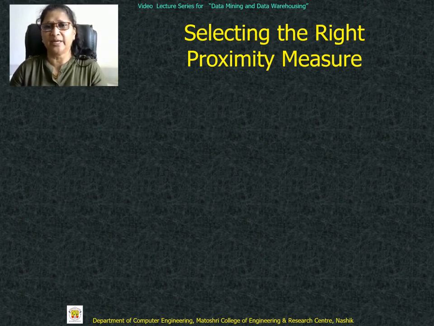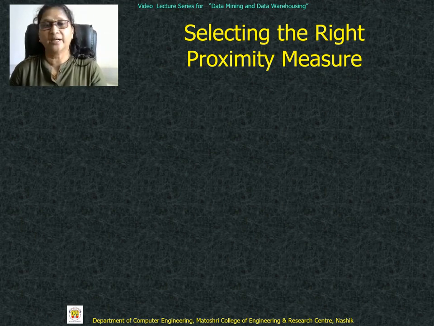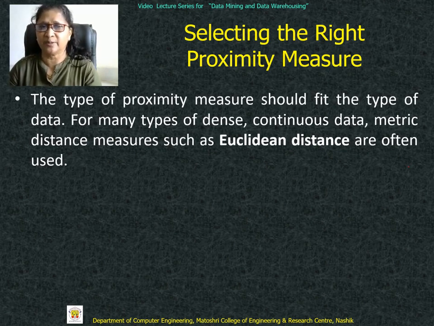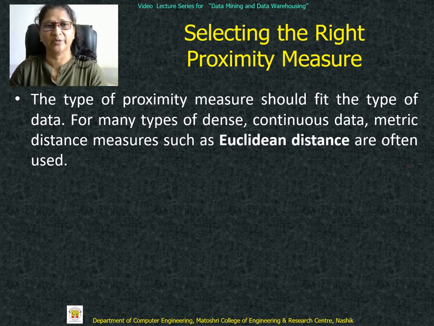When we learned about numeric attributes in this video, we learned that there are three measures for computing distance of numeric attributes. One was Manhattan distance, another was Euclidean, third was Minkowski. Now the question is, how do you decide which is the proper proximity measure based on the current data? The type of proximity measure should fit the type of data. And for many types of dense or continuous data, metric distance measures such as Euclidean distance are often used.